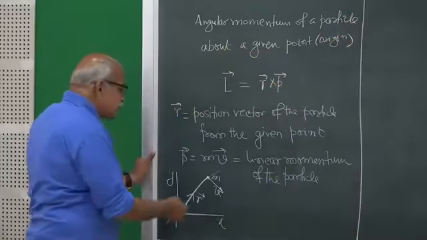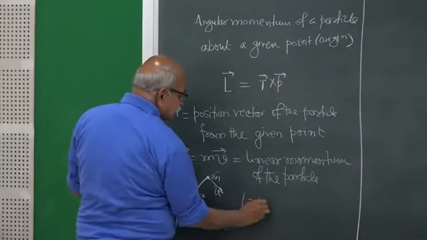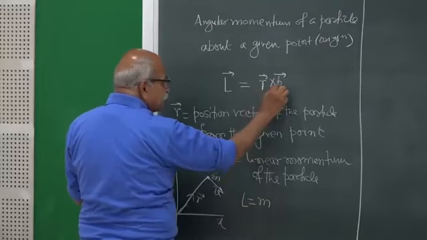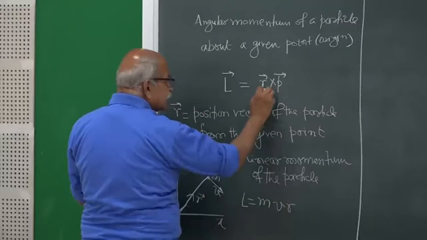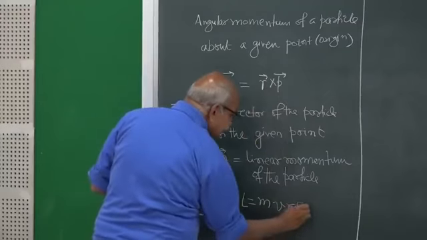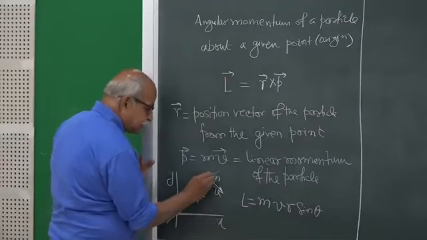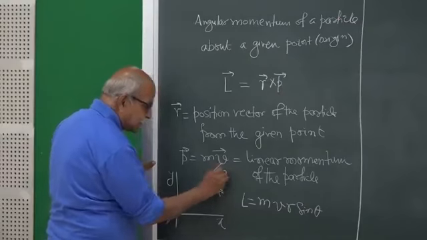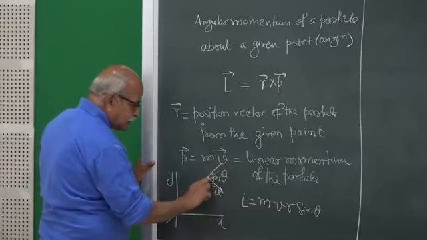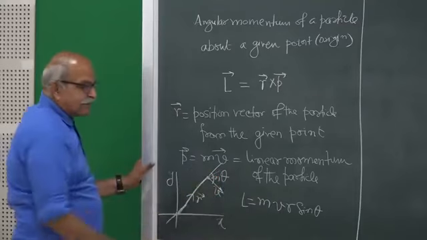Correspondingly, the magnitude of course is mass times velocity times this distance r, m v r, and then the sine of the angle between the two. So, this is the r vector, this is the p vector, this angle is theta. So, the magnitude of this r vector, the magnitude of this linear momentum vector, multiplied by sine theta, that is the magnitude.